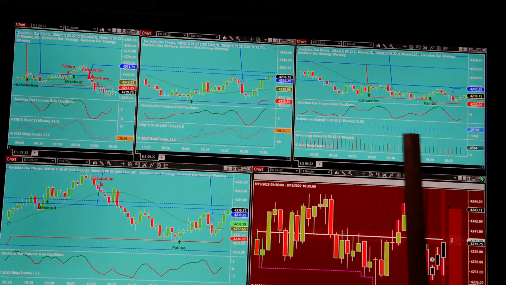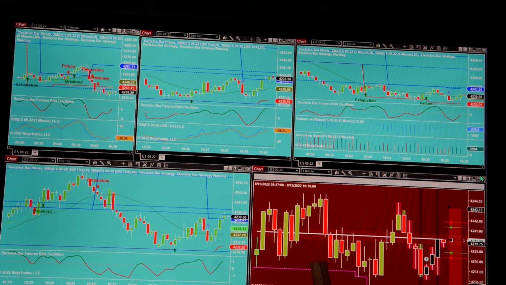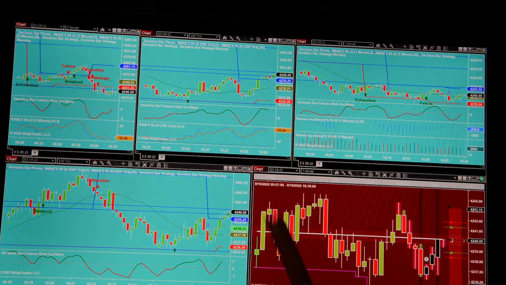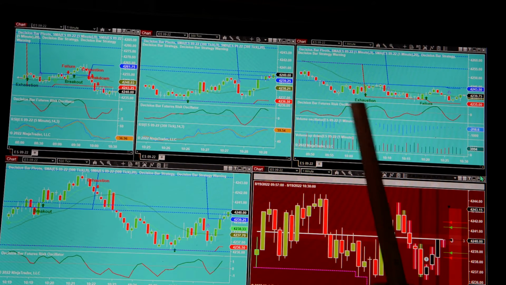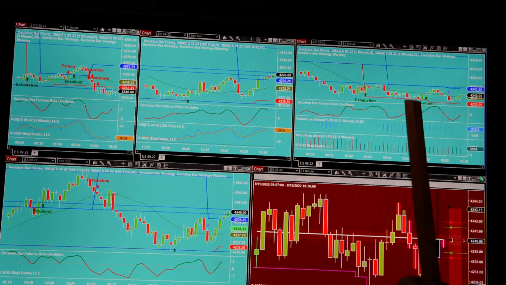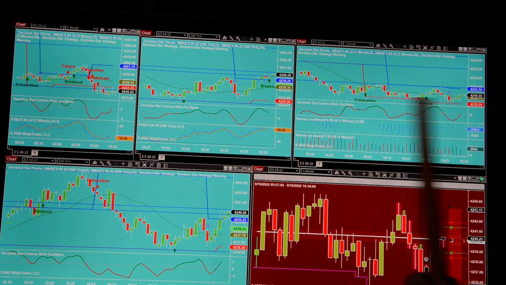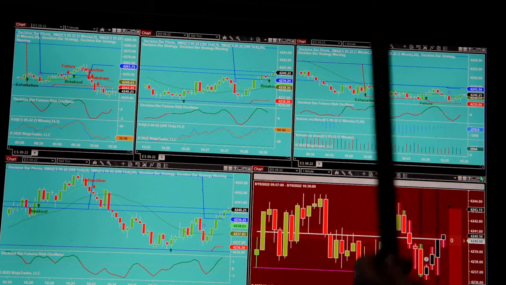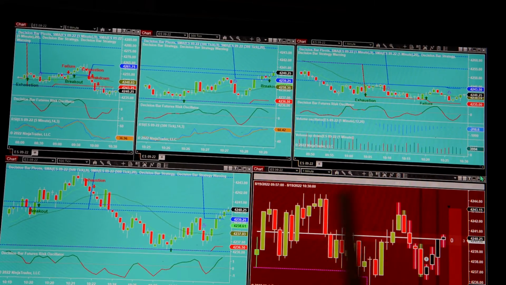I also watch the 1 minute chart here. So this is a 1 minute chart and this is a 1 minute chart. This is intentional trader and this is decision bar, so they're quite different. Decision bar gives me signals like this exhaustion signal and this failure signal, which the exhaustion failed here and the failure actually won here. It did quite well, it got up to the support level.